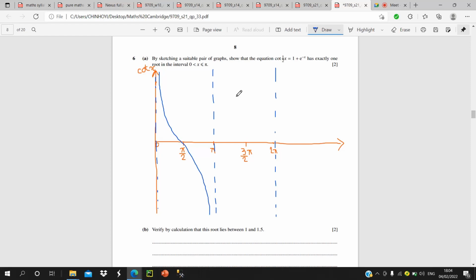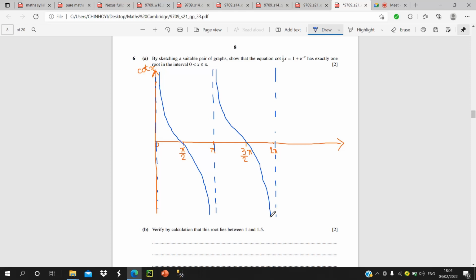To be like this. Here it will be like this. This one is the graph of cot. Yes? Okay, let me take a screenshot then send you. This is the graph of cot.